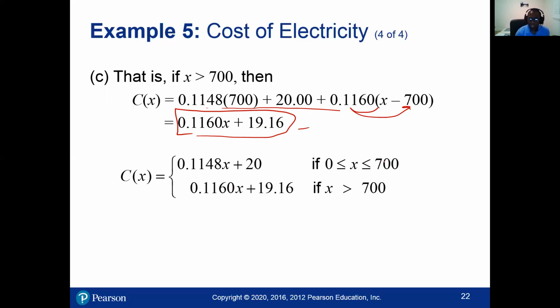So this gives us a piecewise function. Your domain is the usage, the power you use: when it is less than or equal to 700, this is the function, and when it's greater than 700, this will be the function. So for the electricity company, this is the function they use to compute the bill that is sent to you.